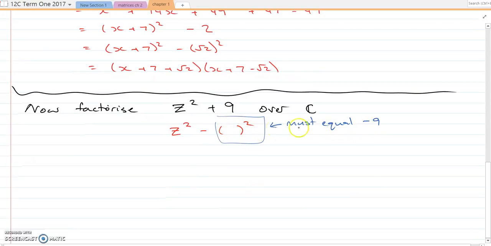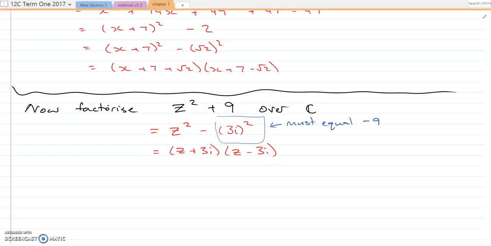Basically what goes in the brackets is the square root of negative 9. And what's the square root of negative 9? It's 3i, plus or minus. We'll just go with the plus. Alright, so now I can factorize this. It's the DOTS rule. It's just equal to (z plus 3i)(z minus 3i). And that's it. Done.